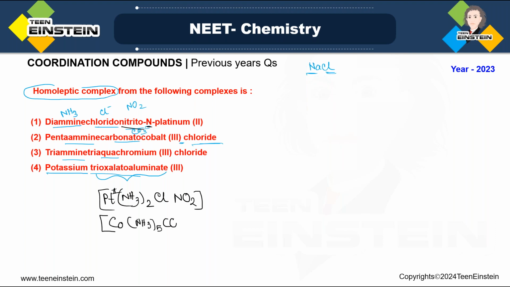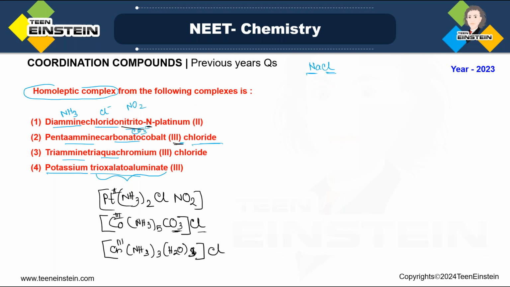ammonia 5, carbonato, that is carbonate. Outside there will be chloride. Here two negative charge from the carbonate inside and one negative charge outside. So total oxidation state is 3, which is clear. The name is also mentioned. Then the third one, it is a chromium complex, 3 ammonia, 3 water, 6 coordination. Sorry, it is 3. Then we have Cl, and here the oxidation state is 3.